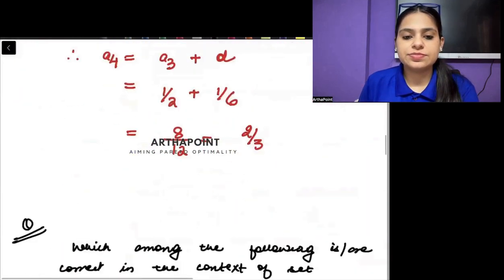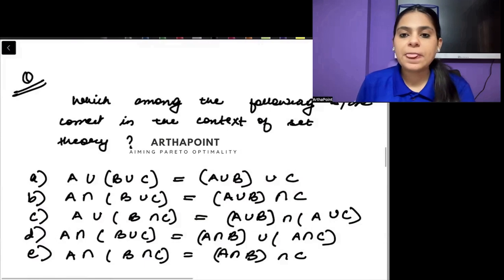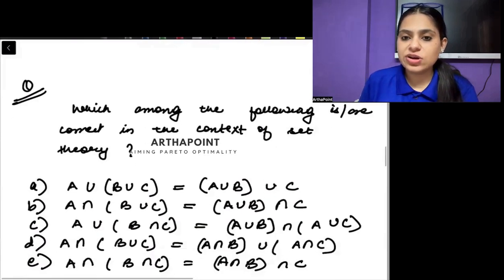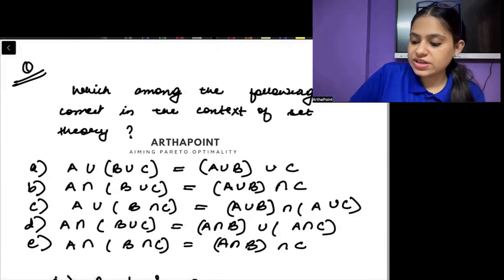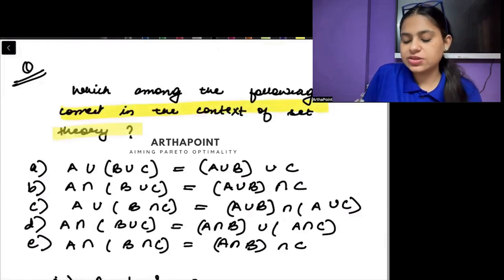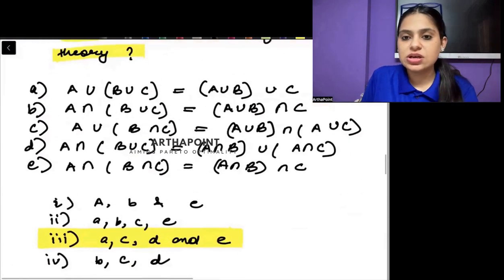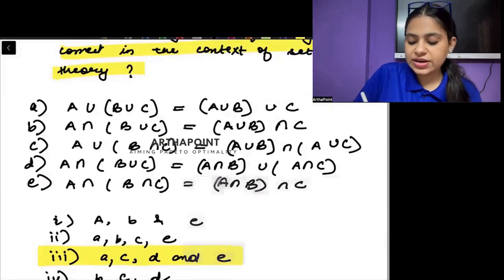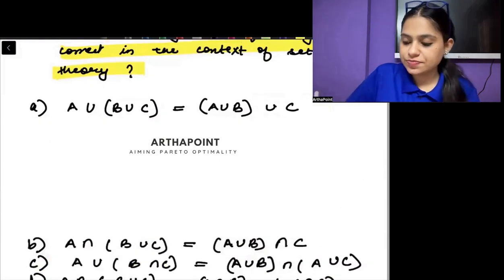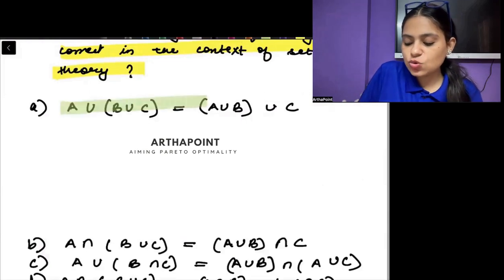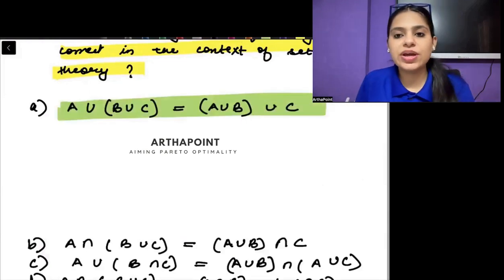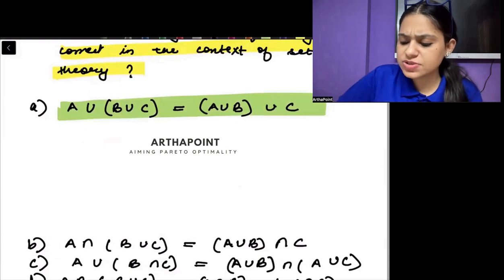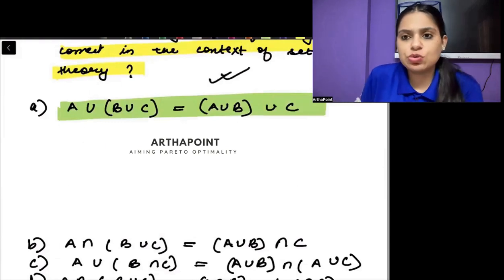Okay, beta. Read the next question. Which among the following is or are correct in the context of set theory? And you're given some options. So let us evaluate some of the options here. Let us look into the first option. This is saying A union B union C is equal to A union B union C. Of course, beta, this is the correct option. There is nothing wrong in this.